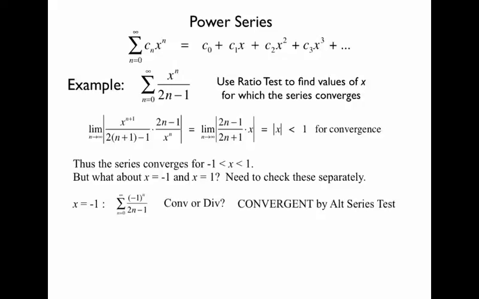So negative 1 we're going to put in the interval for possible x values that make this thing converge. Okay? So now we've got x equals 1. What series do you get when x equals 1? Just 1 over 2n minus 1, right? 1 to the n is always just 1. So when x equals 1, you just get 1 over 2n minus 1, and then we ask the same question: convergent or divergent?